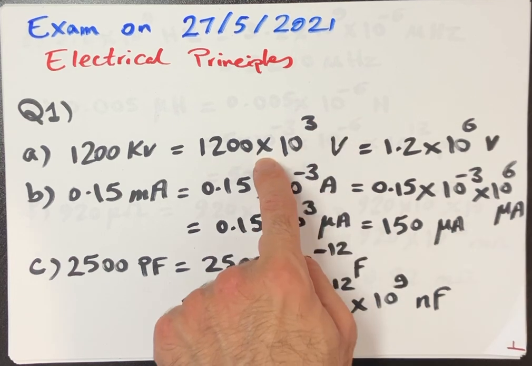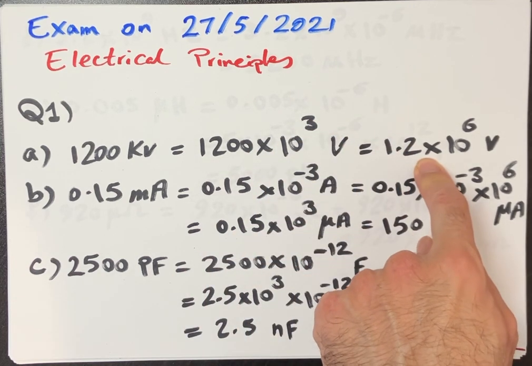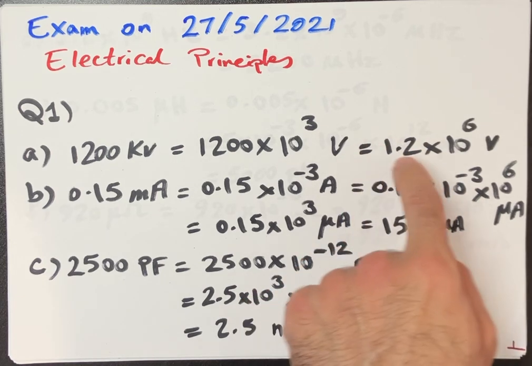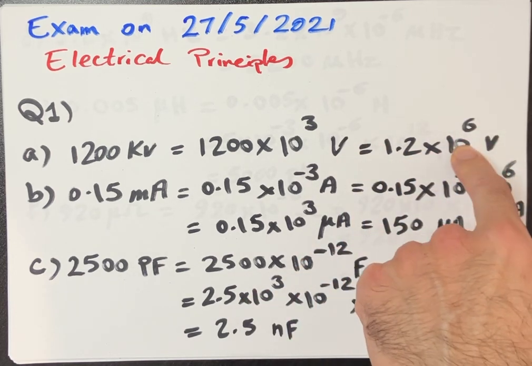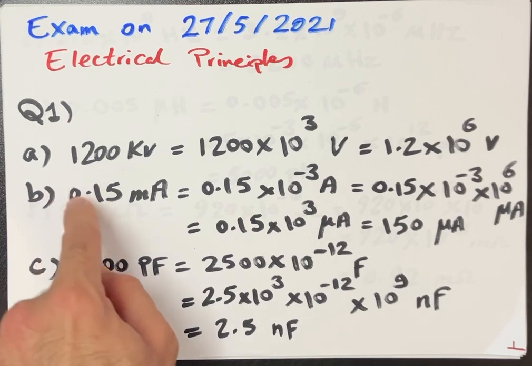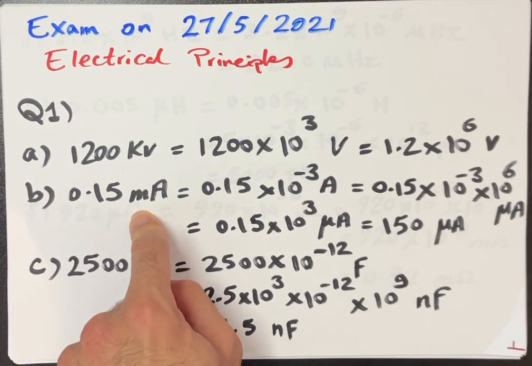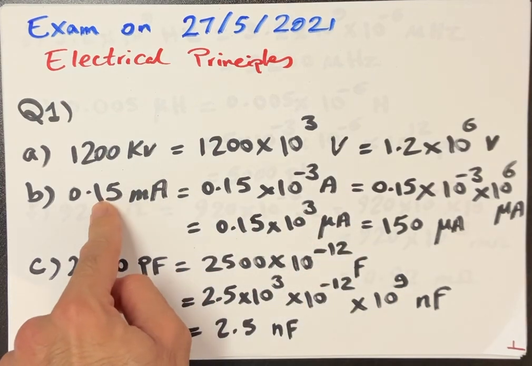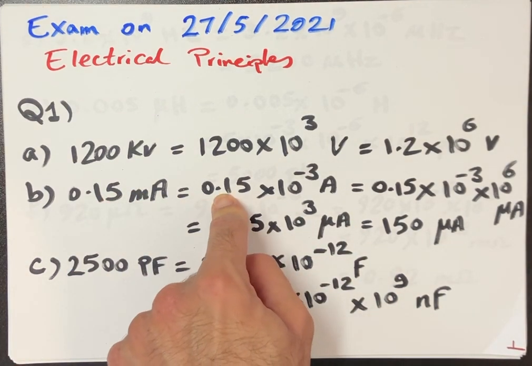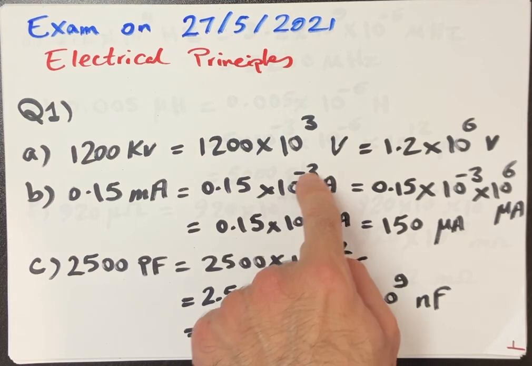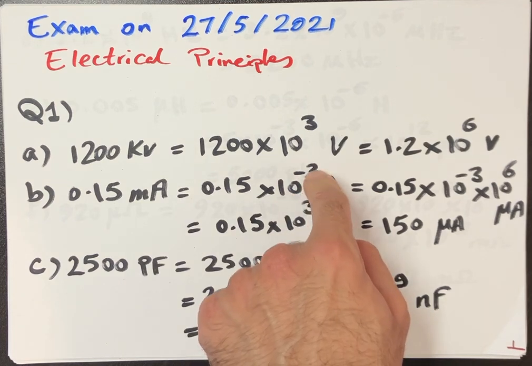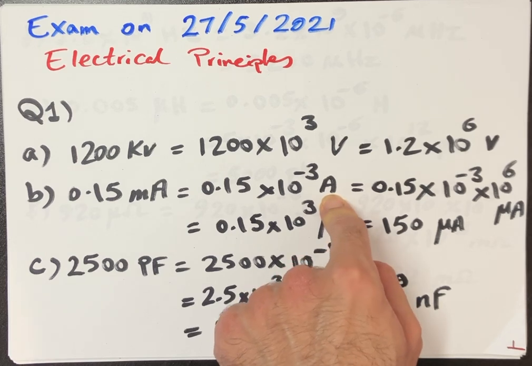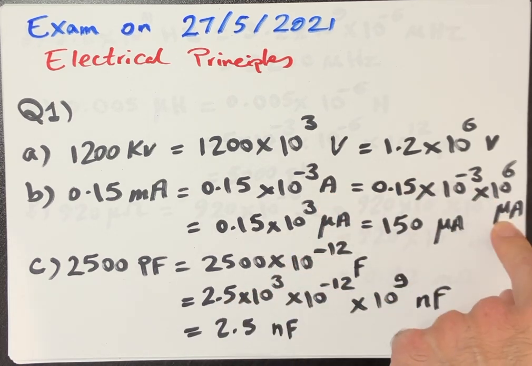You can either leave it like this, or you can convert it to this one, just change it to 1.2 and increase the power of this 10. B, 0.15 milliamp, how many microamp? So we put 0.15 and we replace milli with 10 to the power negative 3. Then we say, okay, this is amp, but we want microamp. So that is 10 to the power negative 6.